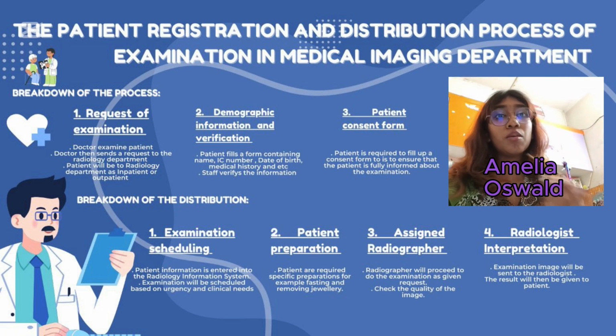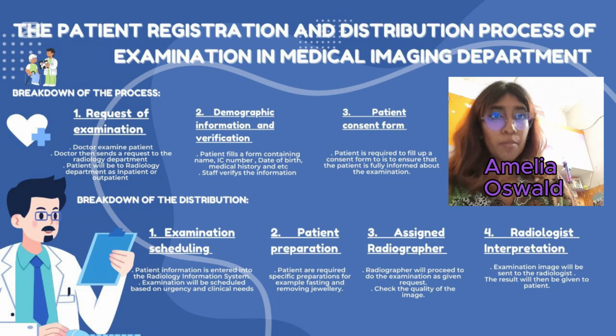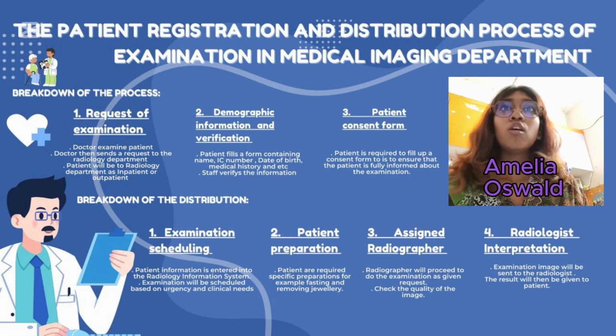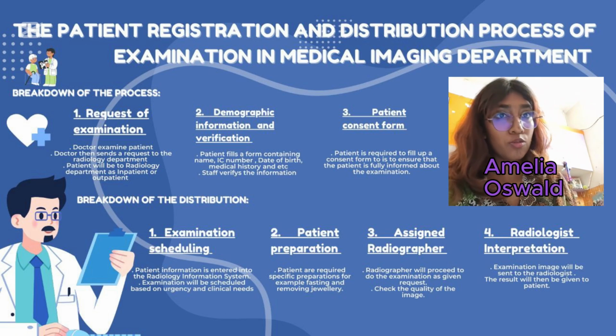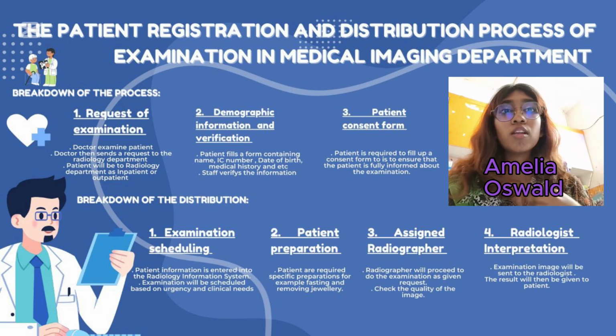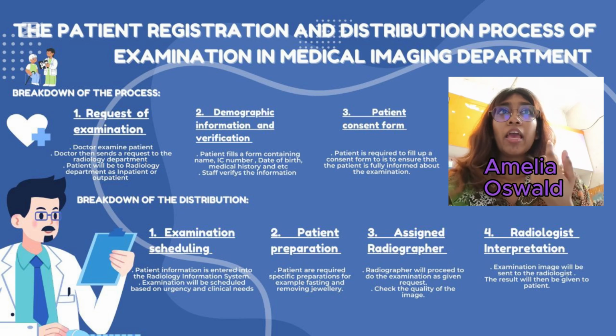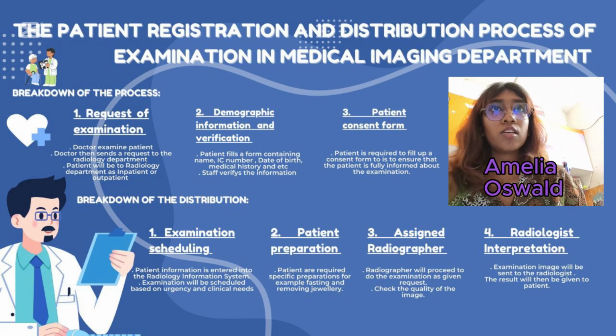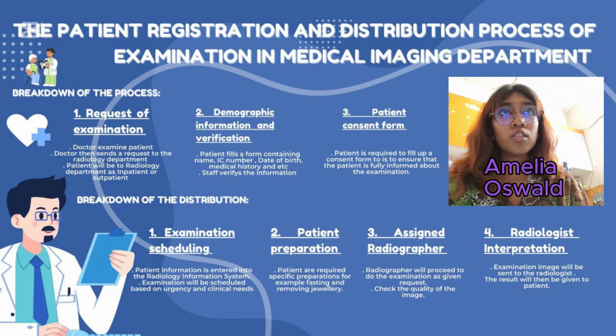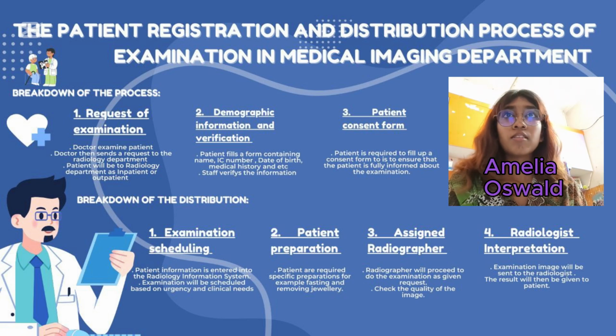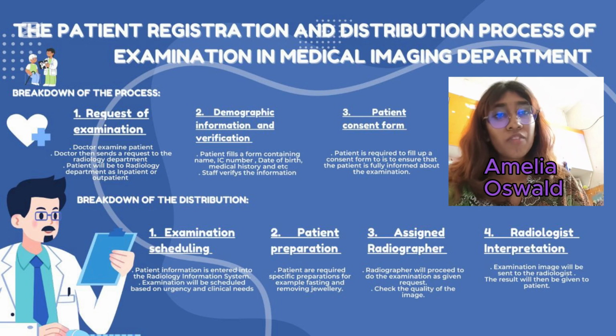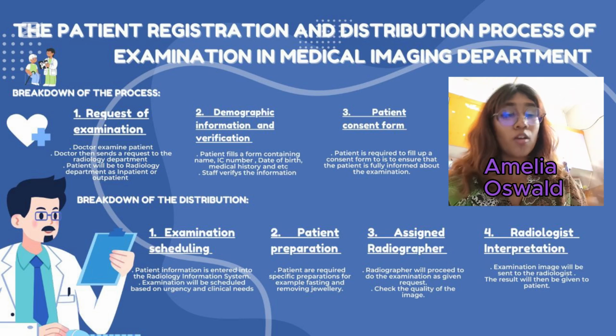So next will be about the breakdown of the distribution. So firstly is examination scheduling. The registration information, the patient's demographic information, and their reason for the examination will be entered into the radiology system based on its urgency, clinical need, and patient's condition. Urgent cases such as trauma or acute conditions are given priority first. The staff will assign the patient to a specific image modality such as X-ray, CT scan, MRI scan, or ultrasound based on their medical request.